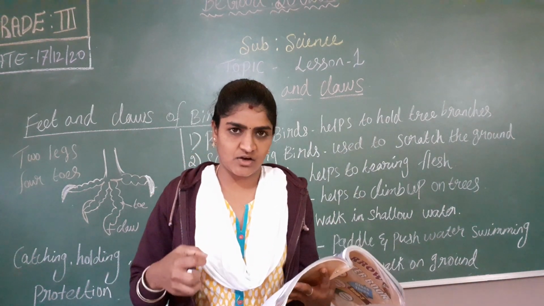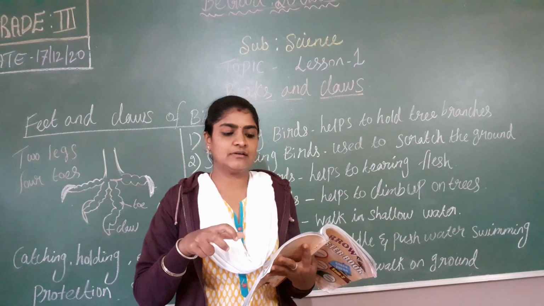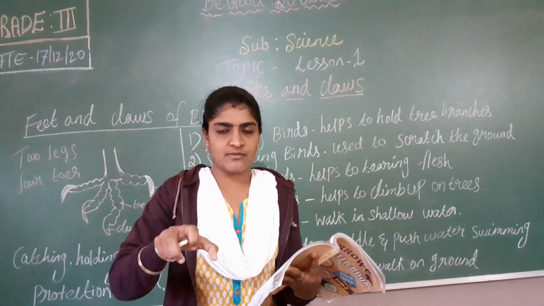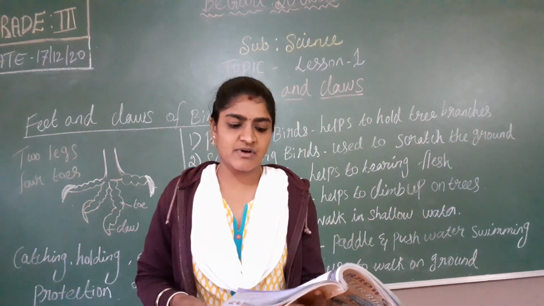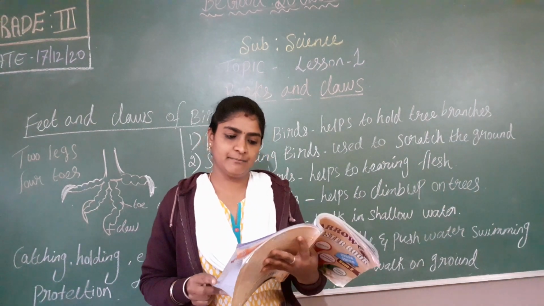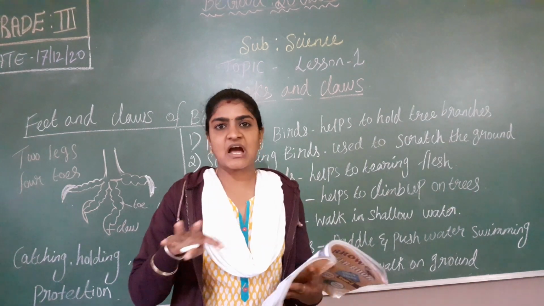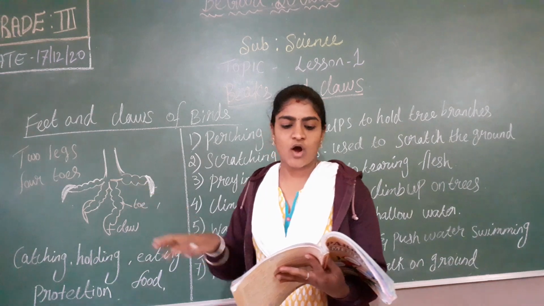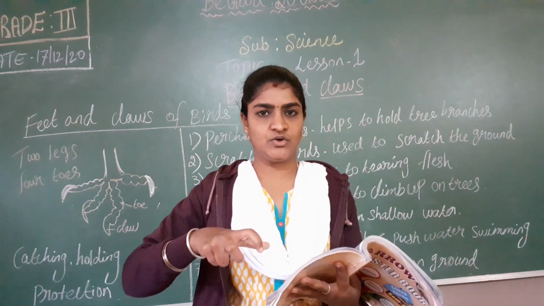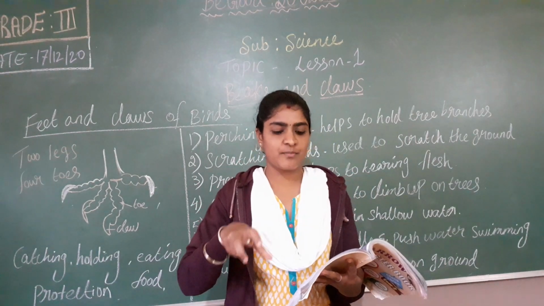Using those claws, it will be sitting on the trees. It will hold the tree branches. Birds of this type are called perching birds. They have 3 toes in the front and 1 at the back.